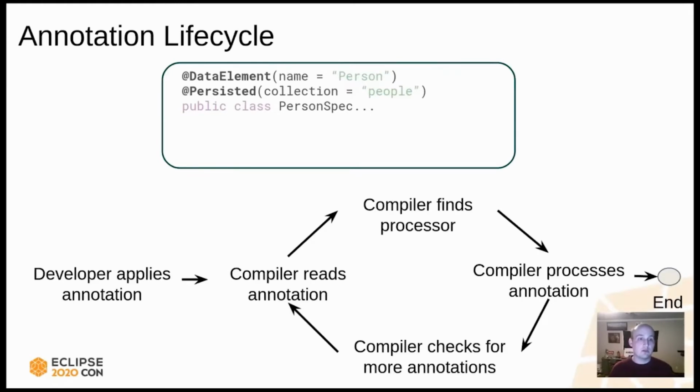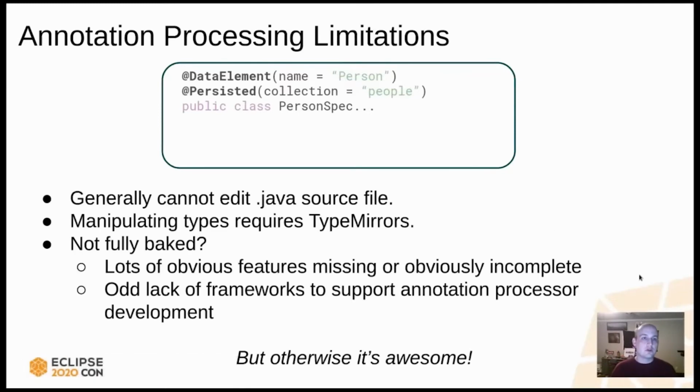There's a lifecycle. The developer applies an annotation, the compiler reads that annotation, and then it loops until it processes all the annotations, and then it ends. There are some limitations. You cannot generally edit a .java source file. You have to write a copy of that file, which is why you can see PersonSpec, and we'll come back to that in a little bit.